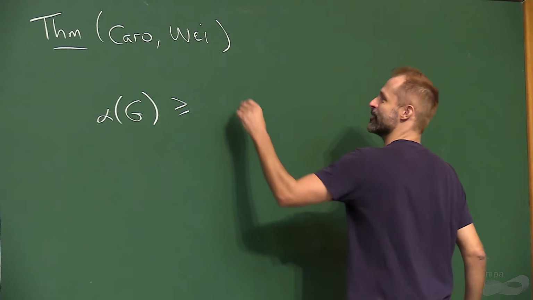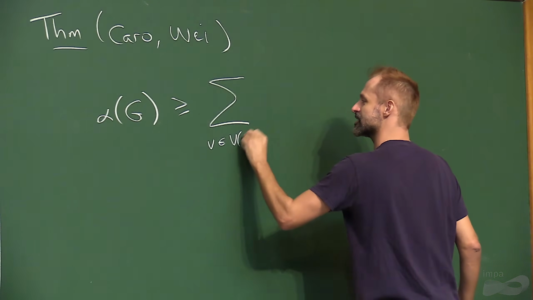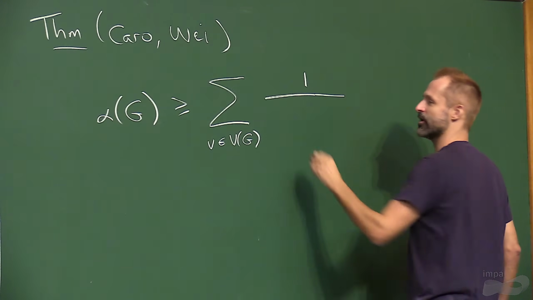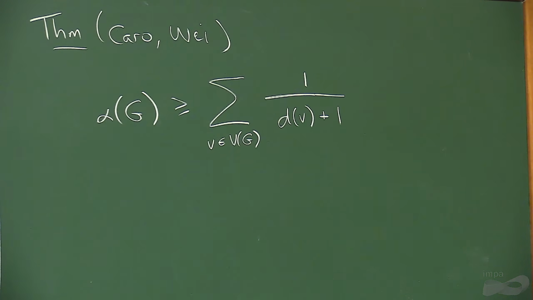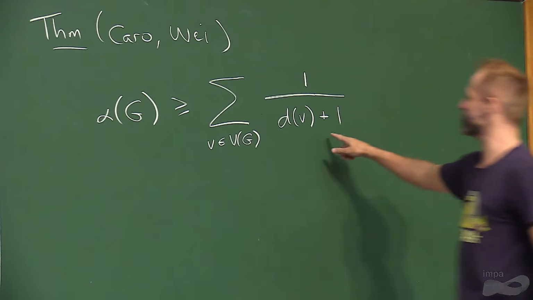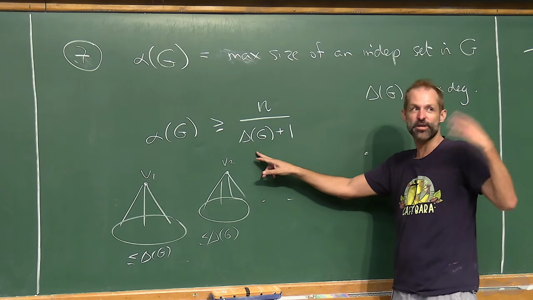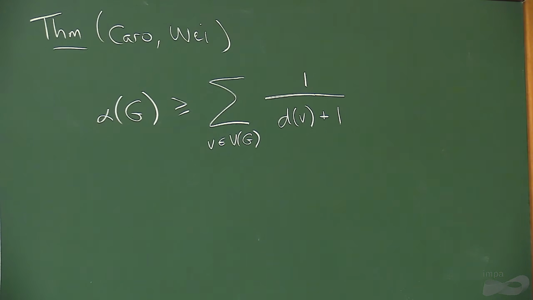Anyway, here's an improvement. Alpha of G is at least the sum over vertices v of 1 over the degree of v plus 1. Right? So this clearly improves this. If the graph were regular, it would be the same thing. But if the degrees are very different, then actually we've got a much bigger independent set. Okay, how are we going to prove this?